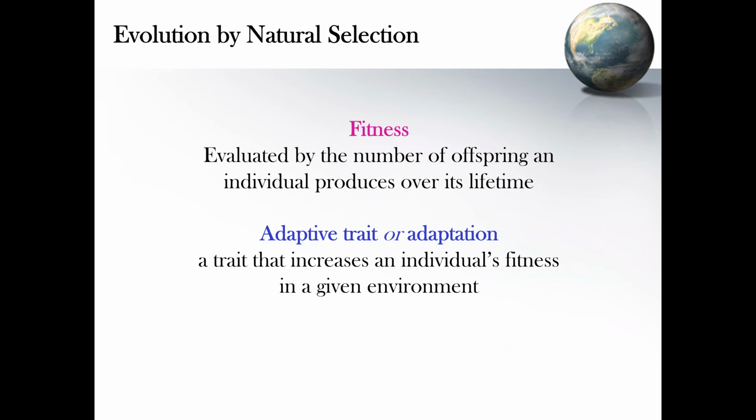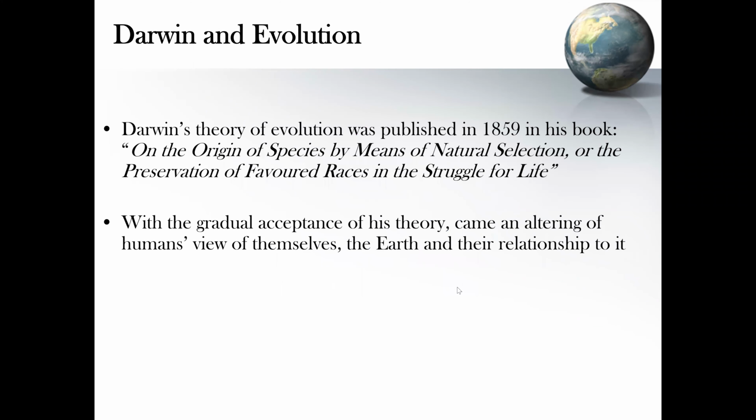This is what I wrote before. Fitness refers only to the number of offspring an individual produces, because they're passing on those good genes to their offspring. That way, the good version of the gene becomes more abundant in the population. And adaptation is a trait that increases the probability that an individual will survive and make offspring.